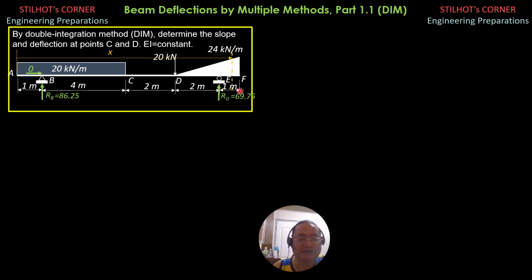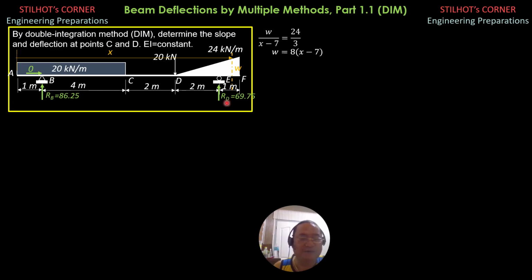Up to this section here, we'll call the intensity of the loading here as W. So W as to x minus 7 equals 24 as to 3. So let's call that W. W as to x minus 7 equals 24 as to 3. Therefore, W in general in terms of x is 8 times quantity x minus 7.